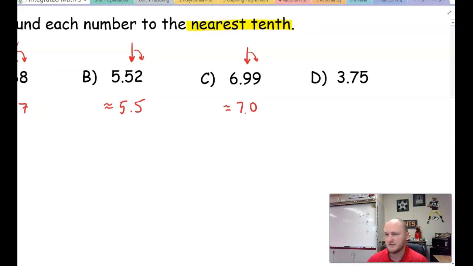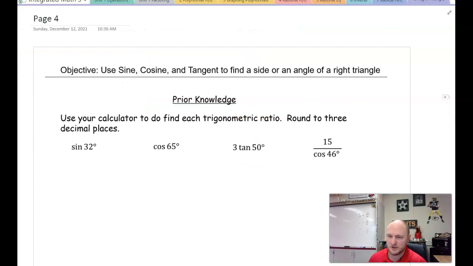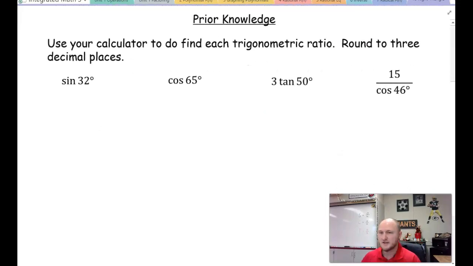Pause me, give D a go. All right, hopefully you tried D. Your answer should have been approximately 3.8. Okay, last prior knowledge that I want to cover with you is how to use a calculator to find these values.